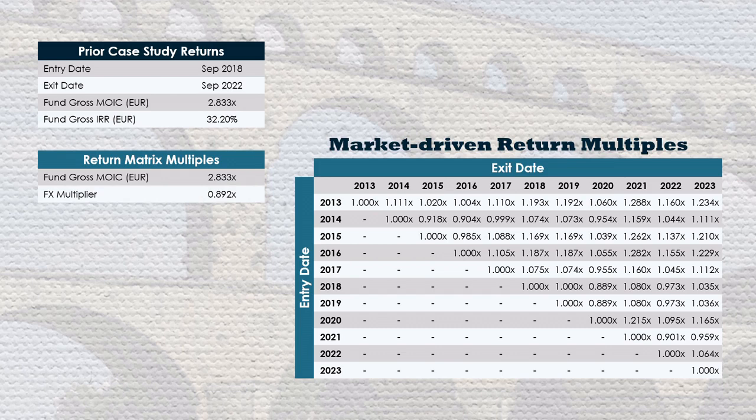This means the FX rate decreased by 10.8%. Multiplying these numbers gives us a multiple of invested capital in the LP's currency of USD, which at 2.527 is lower due to the strengthening dollar.